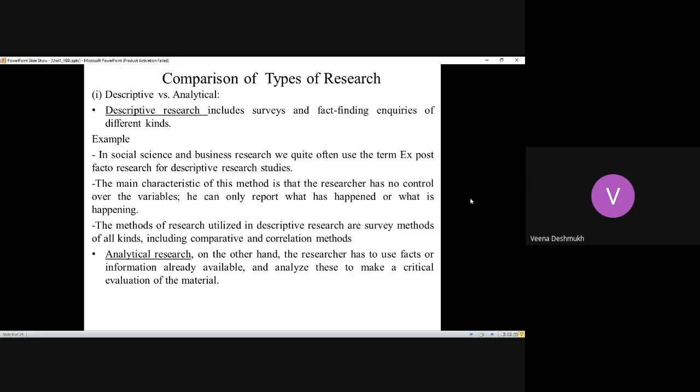Yeah, the comparison of types of research. So, descriptive versus analytical. Now, what is this descriptive research? This includes surveys and fact findings, inquiries of different kinds. So basically what it involves is surveys and fact finding.